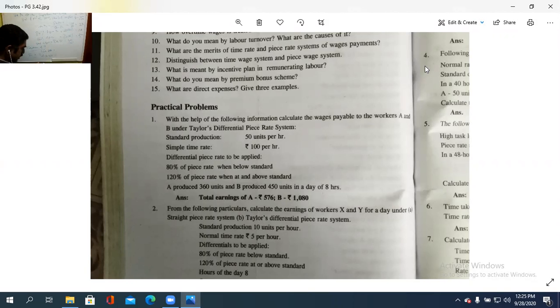So 360 into 1.6, that is 576, and 2.4 into 450, it is 1080. See the answer. 1080 ആർക്ക് കിട്ടും? Earnings of B, earnings of A is rupees 576. So in this way, we are calculating what? The Tailor's differential piece rate system.